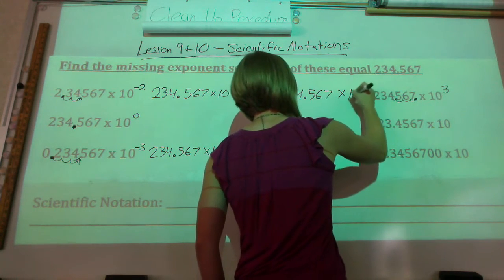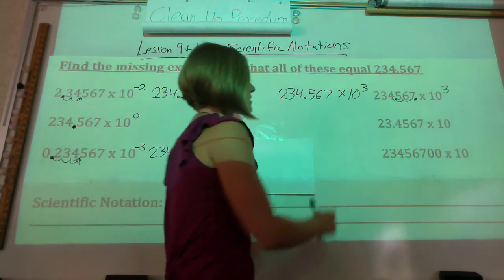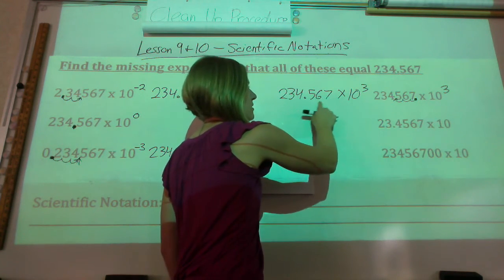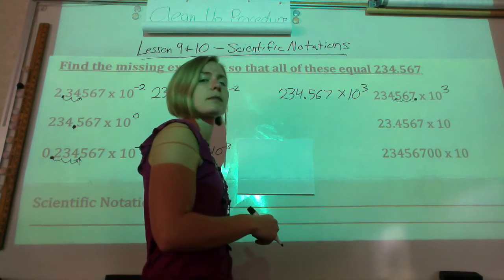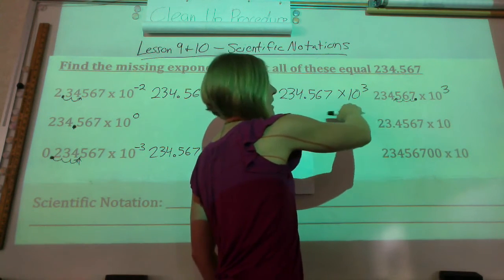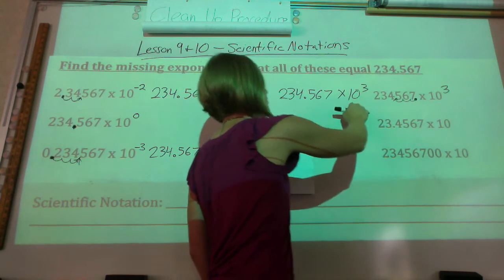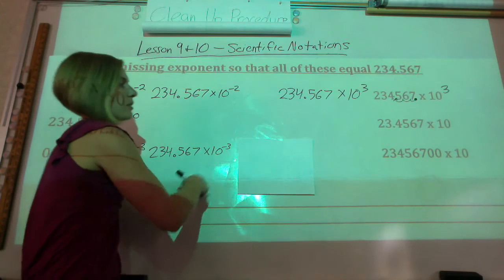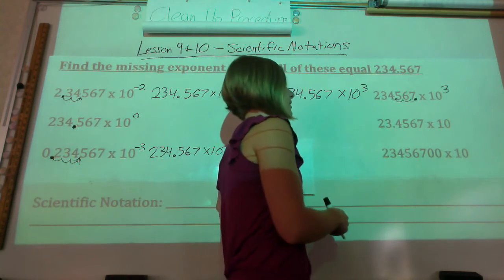234.567 times 10 to a +3, because this essentially means that this number actually isn't this small. It's actually 3 decimal places bigger. Okay? That's all that we're representing. The powers of 10 are showing that this isn't actually what the number means. It's actually 3 decimal places smaller. So let's take a look at the next one.